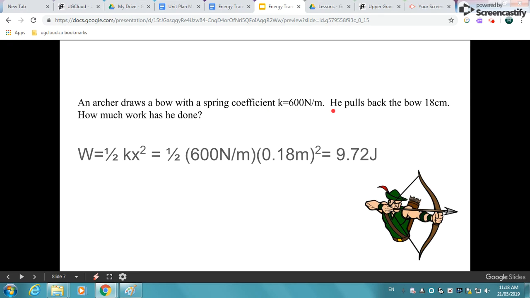An archer draws his bow. That's the spring equation. Okay, notice newtons per meter and the bow is in centimeters. Something needs conversion.